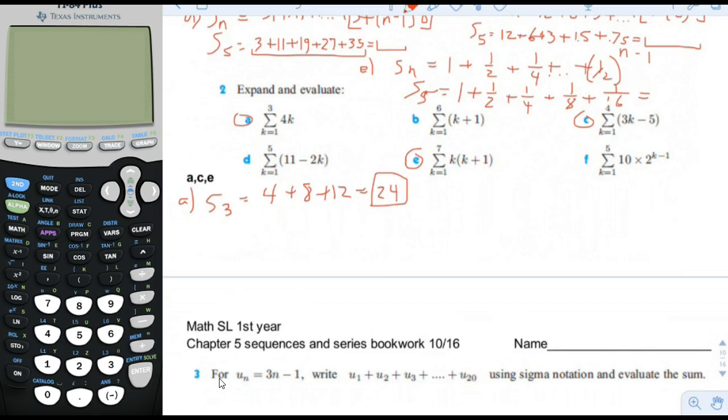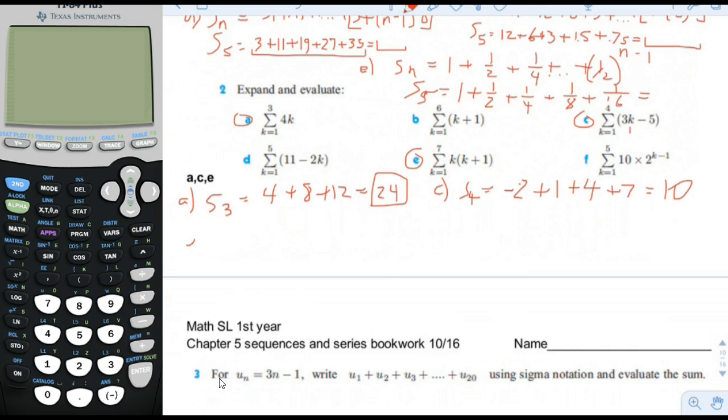Now, what about C? C is a little bit more complicated. We've got 4 terms, and the expression is a little bit more difficult, but we could probably still do it. The first term, we would put 1 in for k. That would give us 3 times 1 minus 5, which would be negative 2. The next term, we put 2 in for k, and that would give us 6 minus 5, which would be 1. The next term would be 3 times 3, 9 minus 5, which is 4. And the last term would be 3 times 4, 12 minus 5, which is 7. Okay, and so you could probably add these up even without a calculator. Actually, I think it's 10.